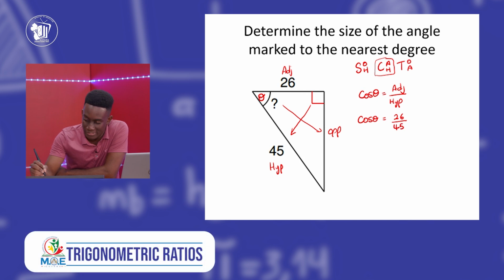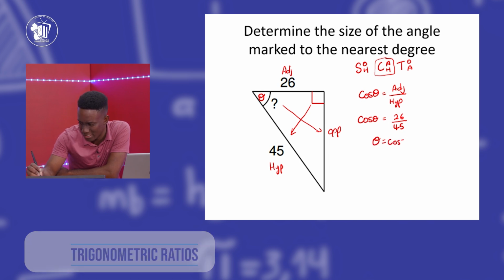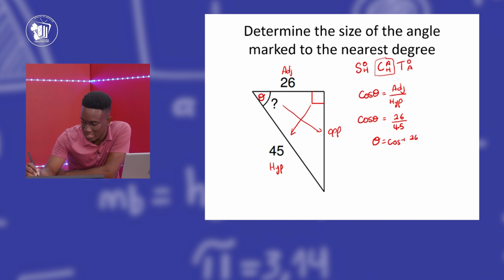So we solve for theta. The cos is here. We take the cos over to become cos inverse. So theta will be equal to cos inverse 26 over 45. So we punch it in a calculator, second function cos, which will give you cos inverse 26 over 45. And that would give us theta being equal to approximately 54.7056. But to the nearest degree, theta will be equal to 54.